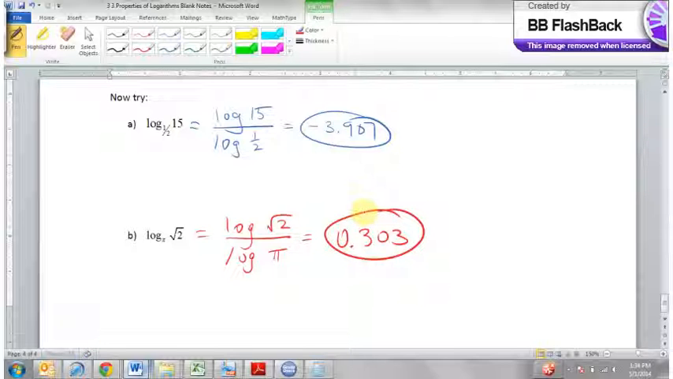It depends on how many decimal places the test or MyMathLab tells you to round to. Like I said, if you did natural log with these two, you should have gotten the exact same answer. If you have a really spiffy calculator that could do log base 3, you could do log base 3 of radical 2 over log base 3 of pi, and you should get the same answer, but if you had a calculator that could do that, you wouldn't need to use this rule.